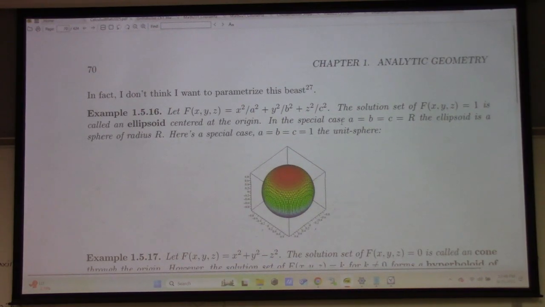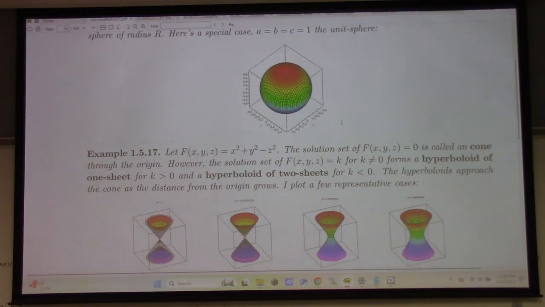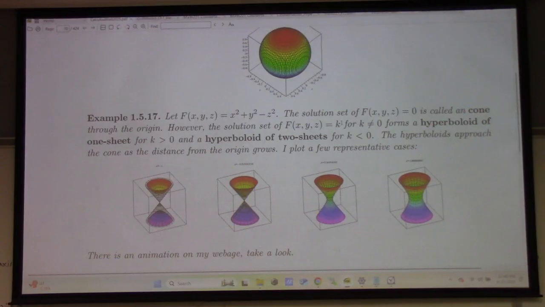So if you have something of the form x squared over a squared plus y squared over b squared plus z squared over c squared equal to 1, if a and b and c are also 1, then that gives us the unit sphere. These are called quadratic surfaces. If we have a sum or difference of squares, then we get different quadratic surfaces. So the ellipsoids are some of them.